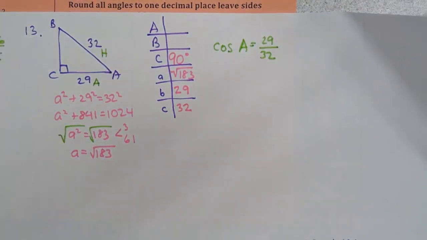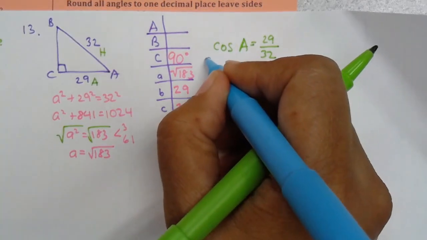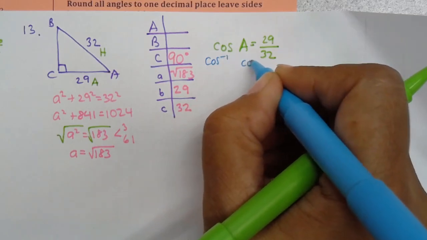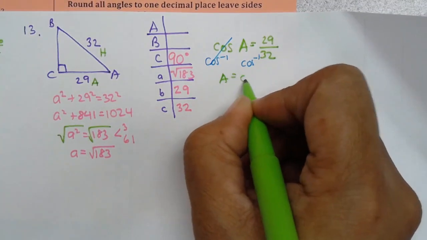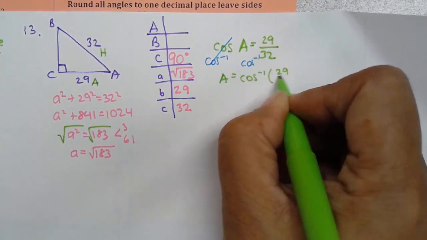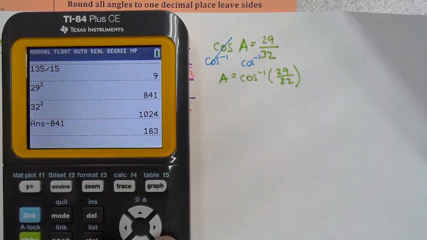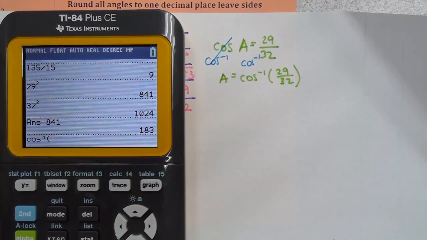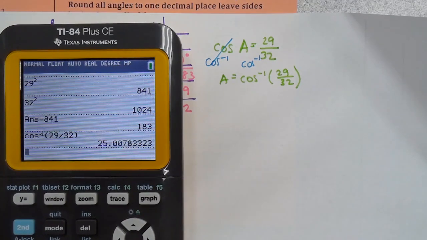All right, we have to make this cosine go away. And the only way you can make cosine go away is by using the inverse. You use the inverse when you're solving for an angle measure. So A equals cosine inverse of 29 over 32. So go ahead and put that in your calculator. So basically you're going to put second cosine and then 29 divided by 32. And that's going to get you a total of 25. Let's see, round all angles to one decimal place. Well, that angle is going to be 25.0.